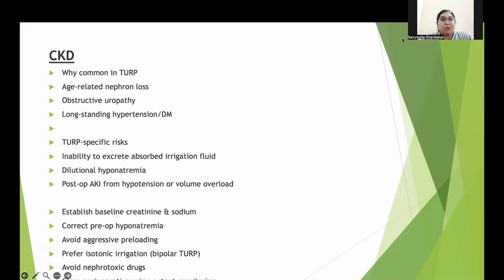TURP specific risk: a lot of irrigation fluid is coming in, so there is inability to excrete those. There is dilutional hyponatremia, and post-op AKI from hypotension or volume overload. So things we have to take care of: establish a baseline creatinine and sodium. Correct pre-op hyponatremia. These old age patients are prone to have pre-existing hyponatremia. Avoid aggressive preloading. For spinal patients, we have to do careful preloading. Prefer isotonic irrigation. Prefer a bipolar TURP.